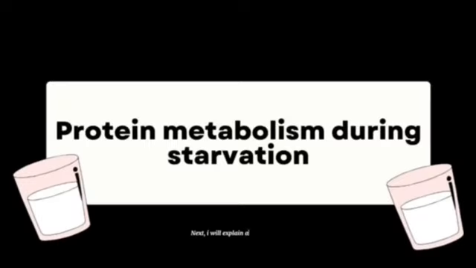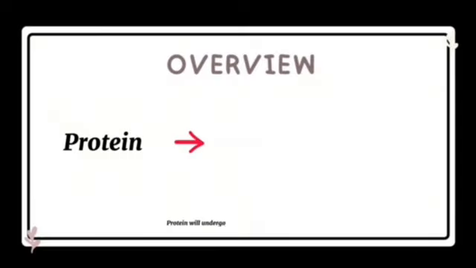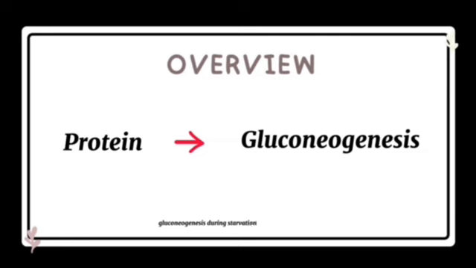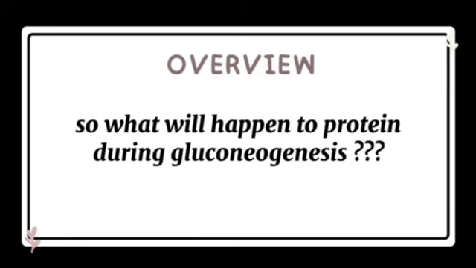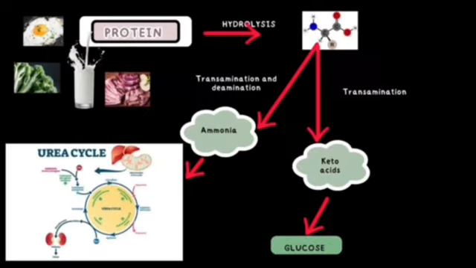Next, I will explain about the protein metabolism during starvation. Protein will undergo gluconeogenesis during starvation. So, what will happen to protein during gluconeogenesis? The protein in the skeletal muscle will hydrolyze into amino acids. The amino acids undergo transamination and deamination for the liberation of ammonia. On the other hand, the carbon skeleton of the amino acid is first converted to keto acids by transamination in order to produce glucose.